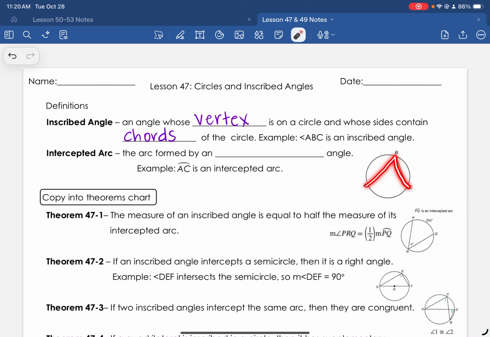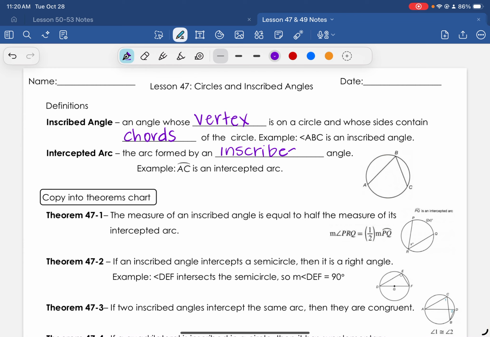The reason it's inscribed is because the vertex is on the actual circle itself. So when you see this happen, where there's an angle where the vertex touches the circle, that's what you call an inscribed angle. Okay, moving on to intercepted arc. It's the arc formed by an inscribed angle.